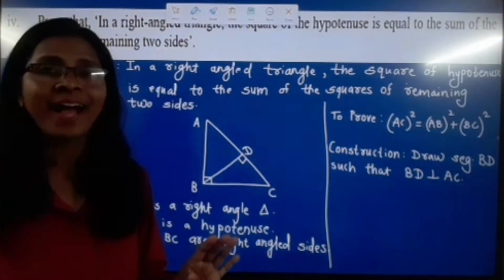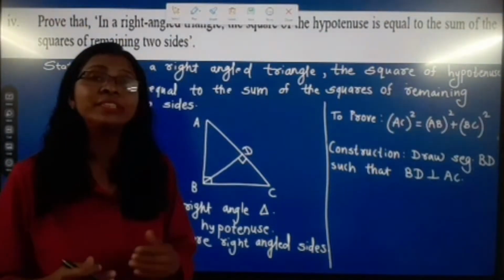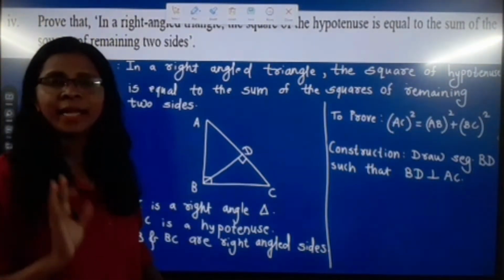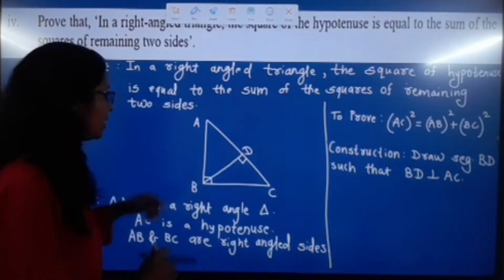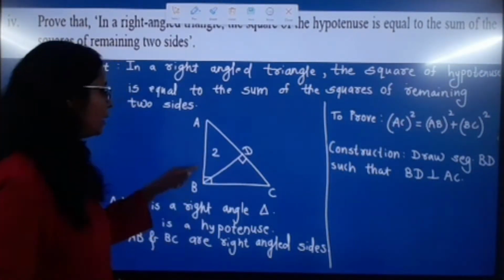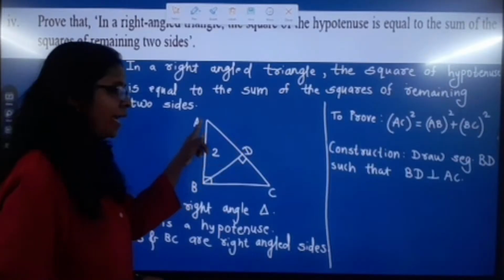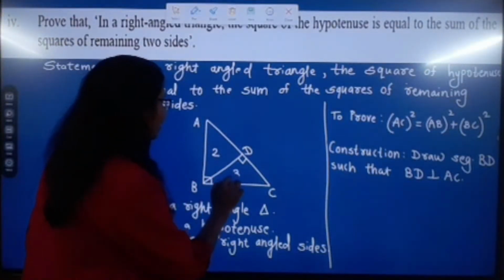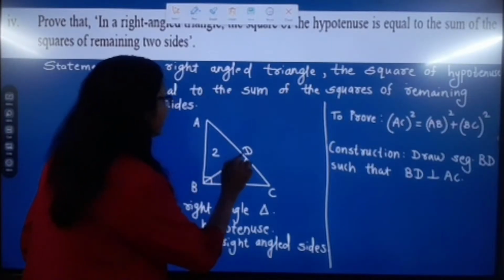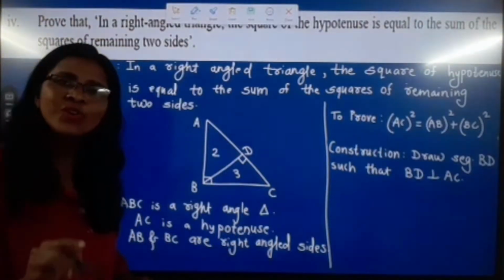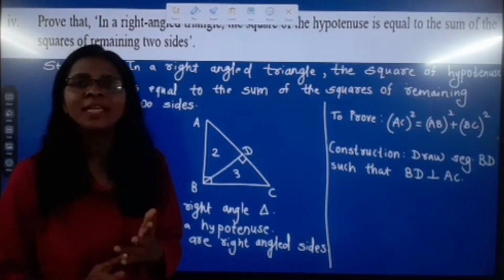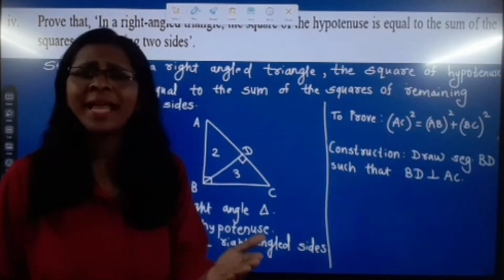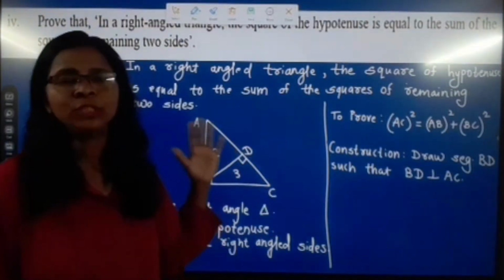Okay students, because there is a formation of three triangles. The original one, ABC, which is the right angle triangle. Then the second triangle, triangle BDA, which is a right angle triangle, and the third one, triangle BDC, which is also a right angle triangle. So there is a formation of three triangles, and by the similarity property we can prove this.